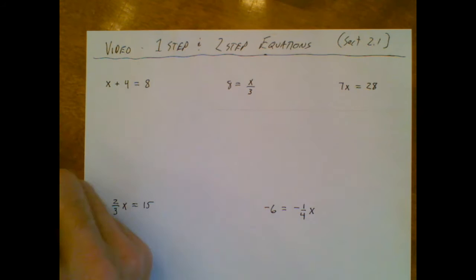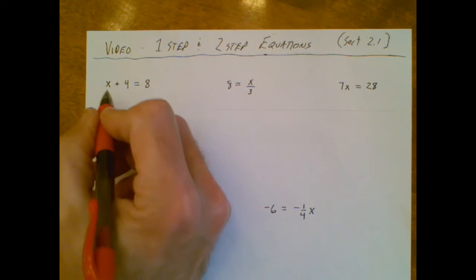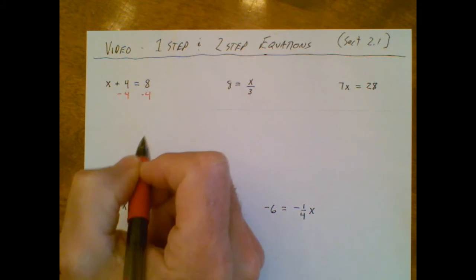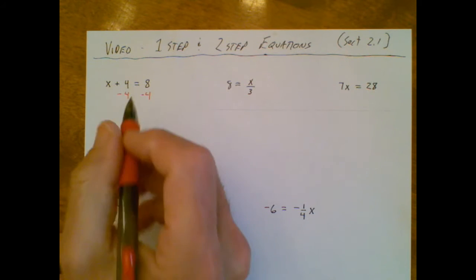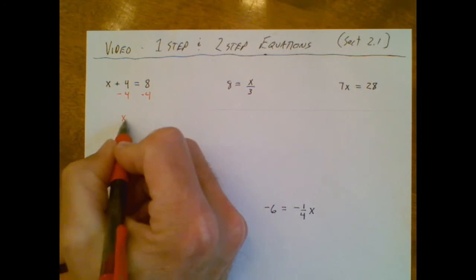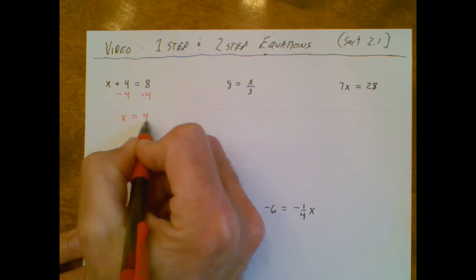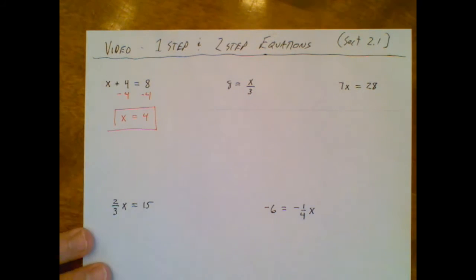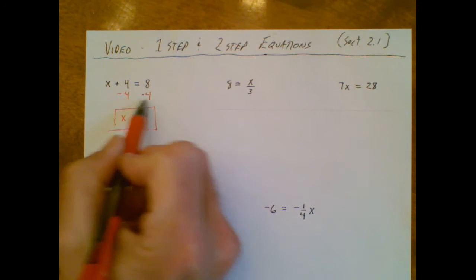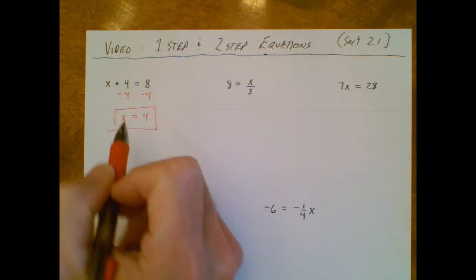Well, the plus 4 is attached, so I do the opposite, which is minus 4. And I make sure I do it to both sides of the equal sign, or both sides of the equation, to keep things in balance. And now 4 minus 4 is 0, 8 minus 4 is 4, and I have my answer. But you knew that. What you should be concentrating on in these problems is showing your work very, very clearly.